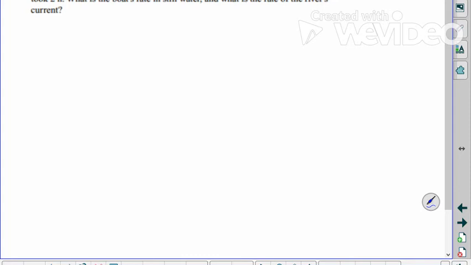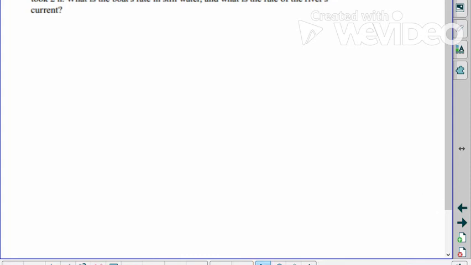We have a boat that is traveling 36 miles up a river. It takes it 3 hours to do that. Returning downstream, the boat takes 2 hours. And the question is, what is the boat's rate in still water, and what is the rate of the river's current?